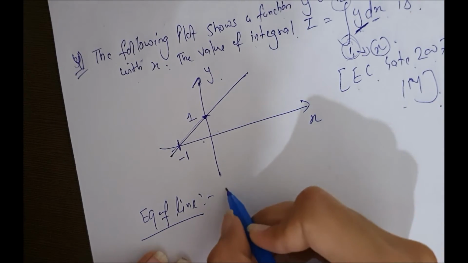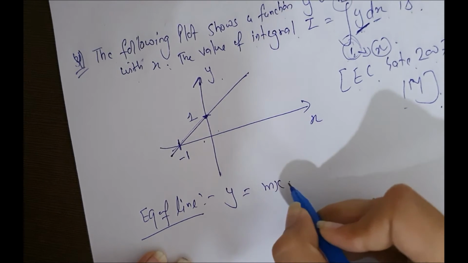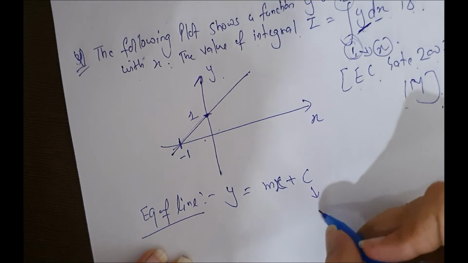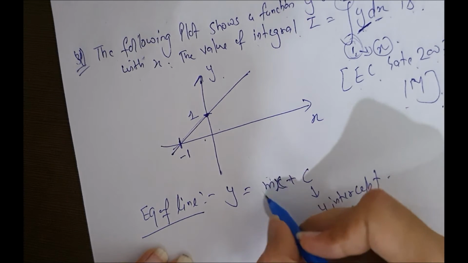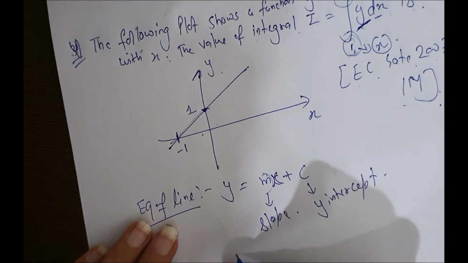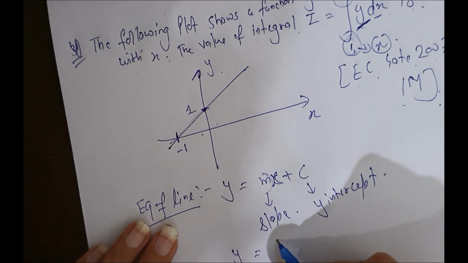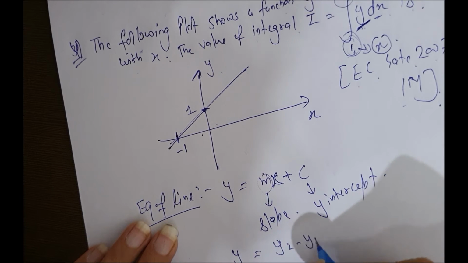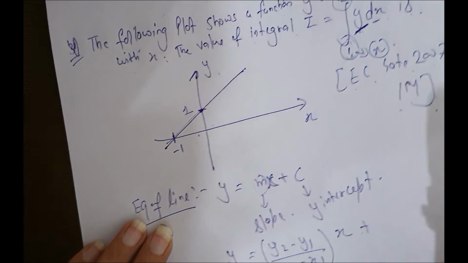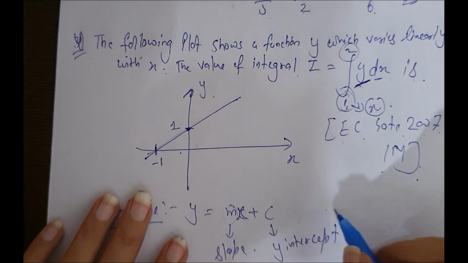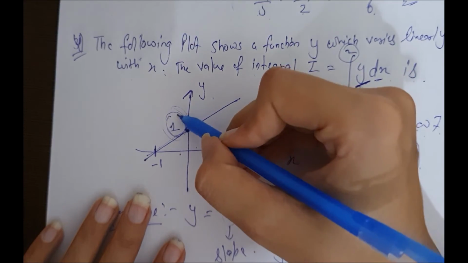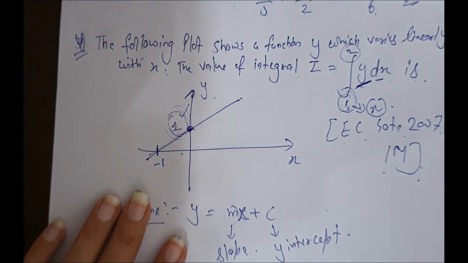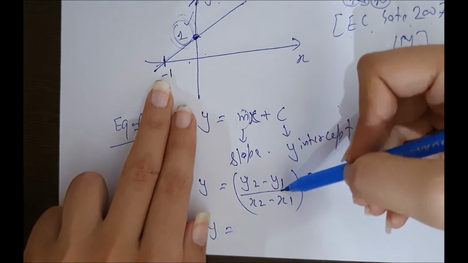So the equation of a line is y is equal to mx plus c. Here c means the y intercept and m means the slope. You can write it as y is equal to (y2 minus y1) by (x2 minus x1) times x plus c. This c means the y intercept. So where does it intercept y? It intercepts y at 1. So here c is 1. Now we have to find the slope.